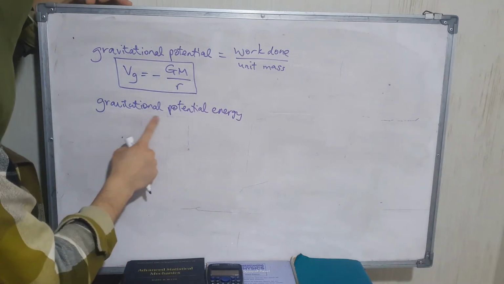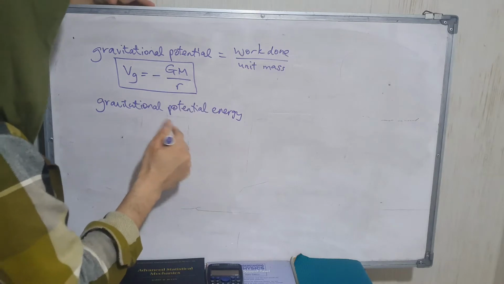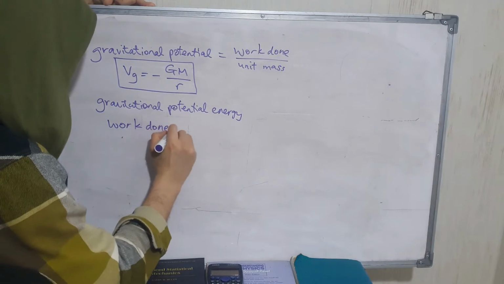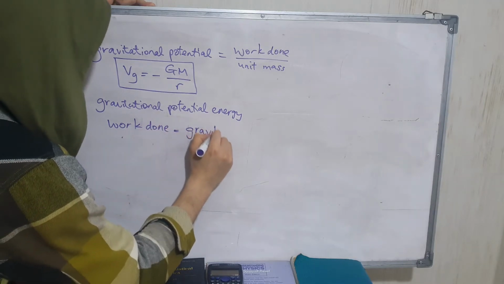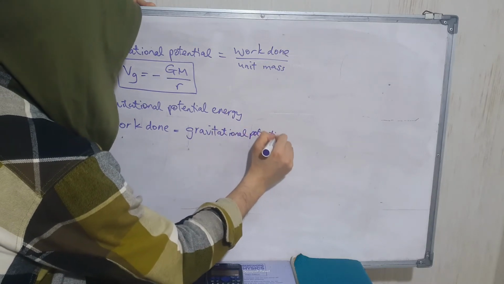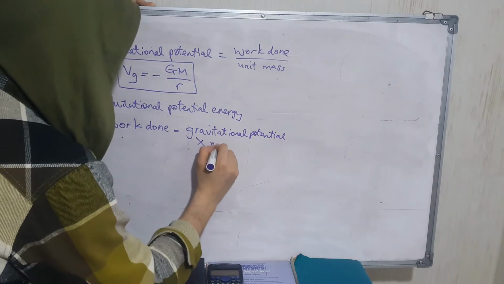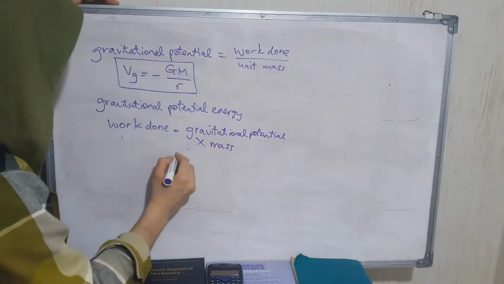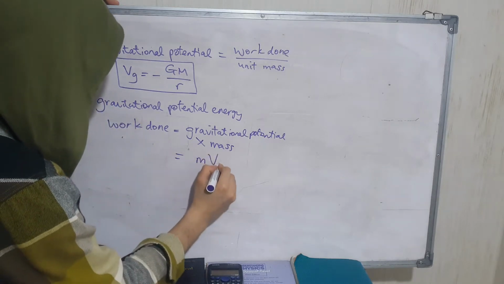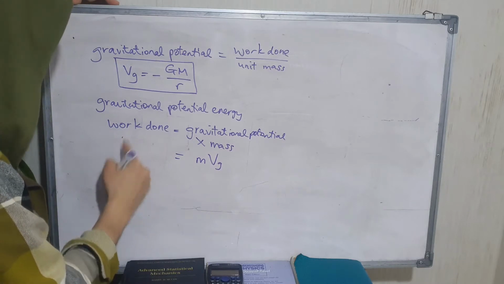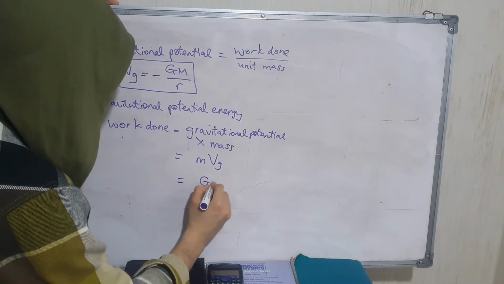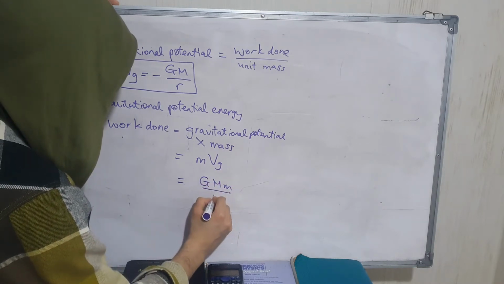Now, to work out gravitational potential energy, because this is work done per unit mass, we want to work out work done. So work done is equal to gravitational potential times the mass. So you end up with m times Vg. That is work done, or energy. In full, that would be Gmm over R.